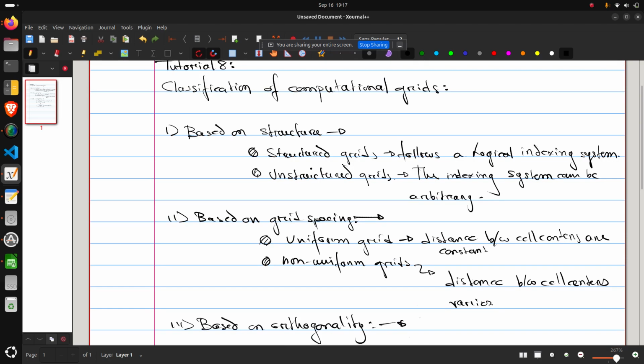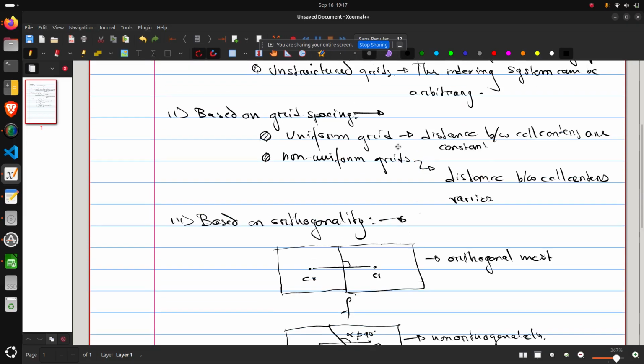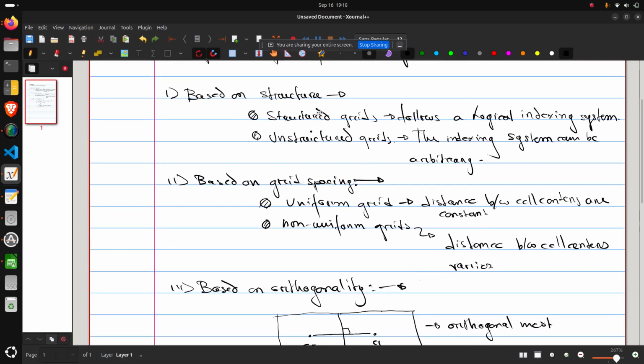So these are not independent things, right? A structured grid can have uniform spacing, a structured grid can be non-uniformly spaced, a structured grid can be orthogonal, and a structured grid can also be non-orthogonal. Similarly, the same goes for the unstructured grid also. So a grid can be structured, uniform and orthogonal, structured, uniform, non-orthogonal, and all other combinations that you can think of, right.